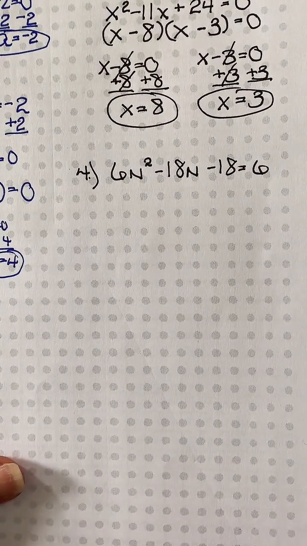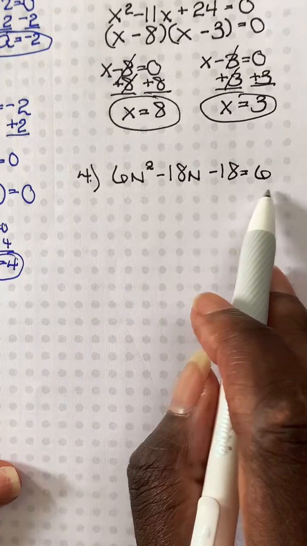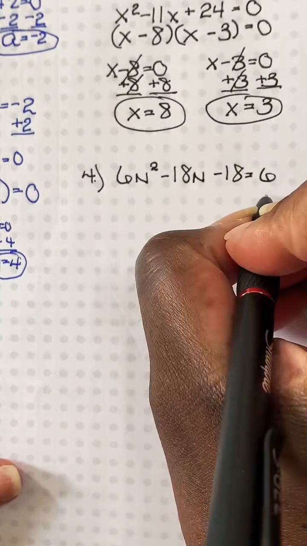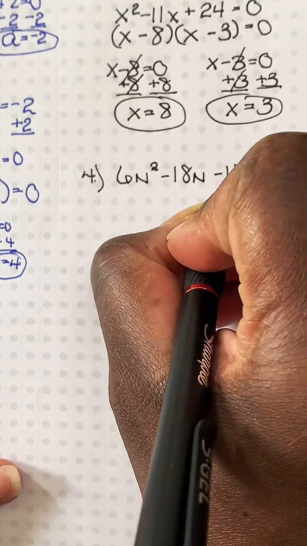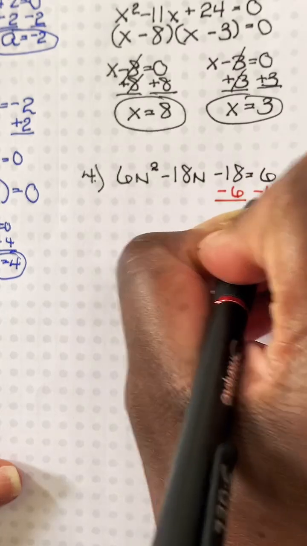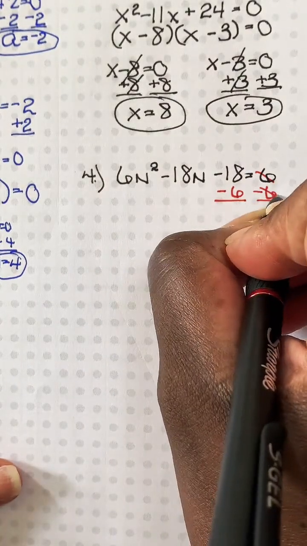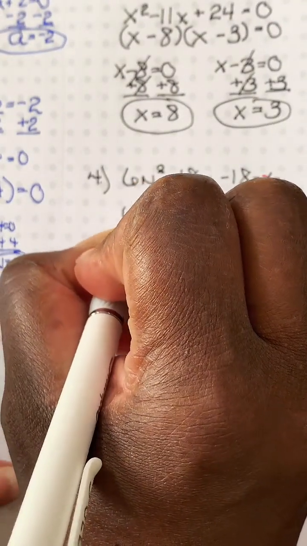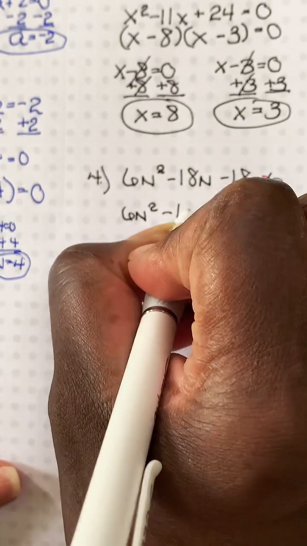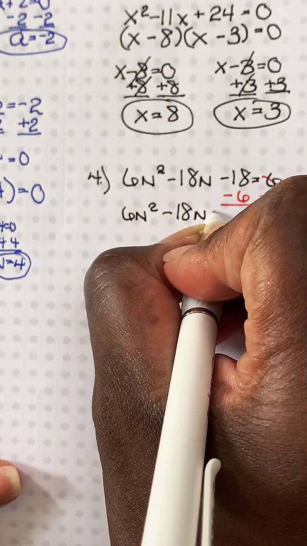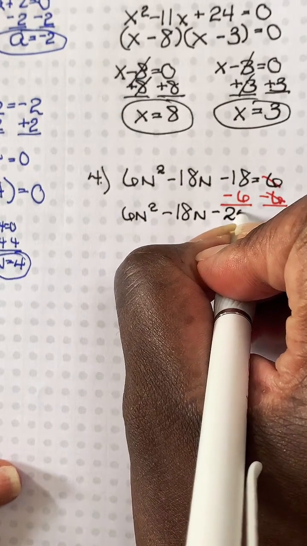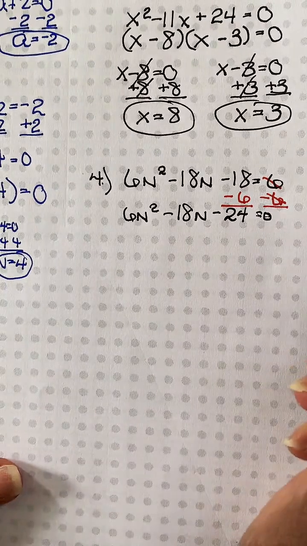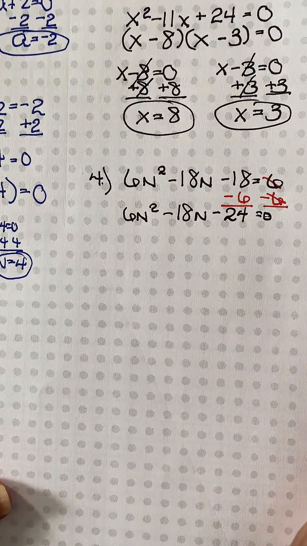All right. So, one thing. My equation is not equal to 0. So what I'm going to do is subtract this 6 and put it with this -18 because they are like terms. So now that comes down with 6n squared minus 18n, and then you have your minus 24. What do you notice?